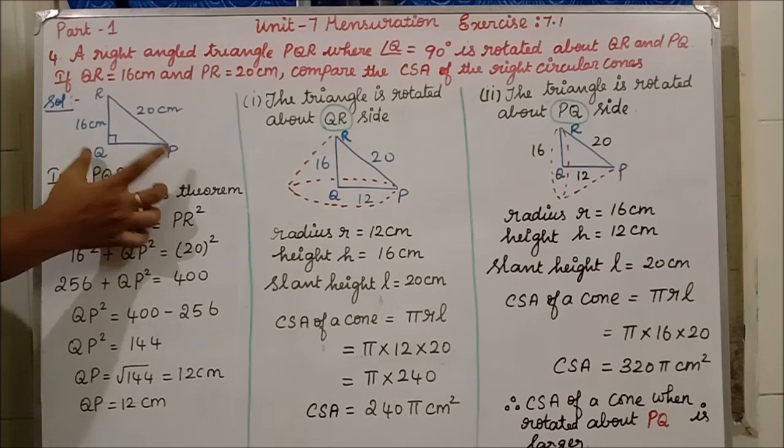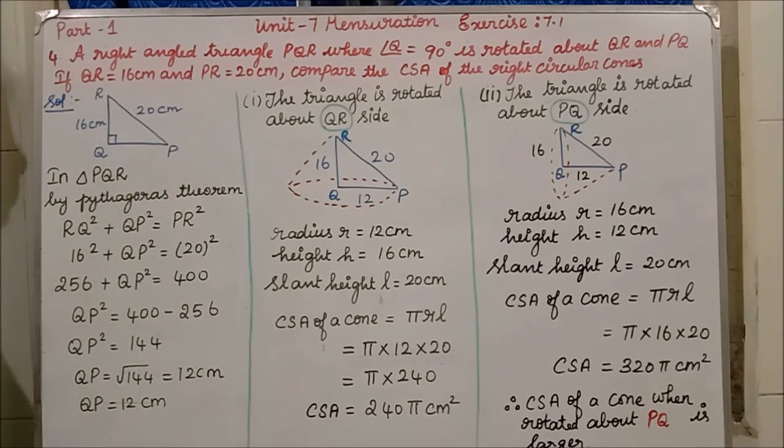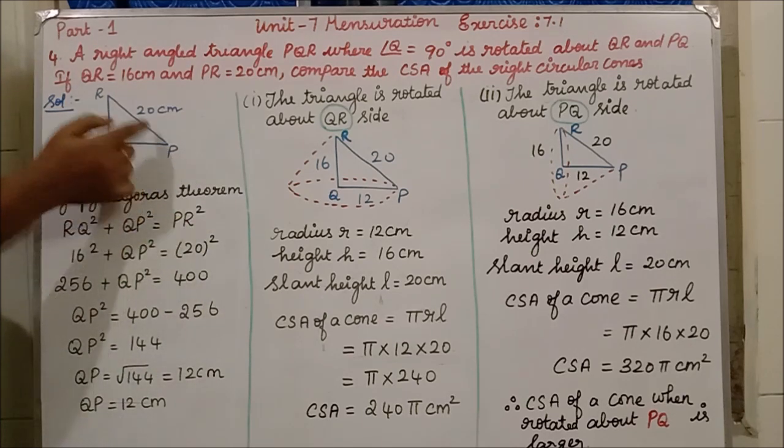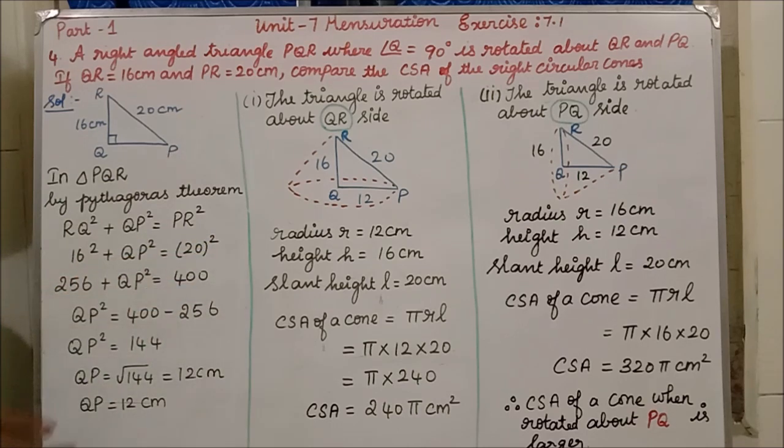We don't know the length of QP. So what will we do now? We will use the Pythagoras theorem and find the QP side length. In triangle PQR, by the Pythagoras theorem, how will we write it? The hypotenuse side square is equal to the sum of the squares of the remaining two sides. Remaining two sides means RQ square plus QP square. I have written PR, which is 20, so 20 whole square is equal to RQ square plus QP square. We don't know the length of QP.